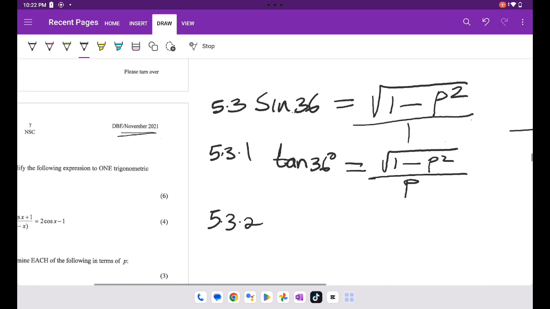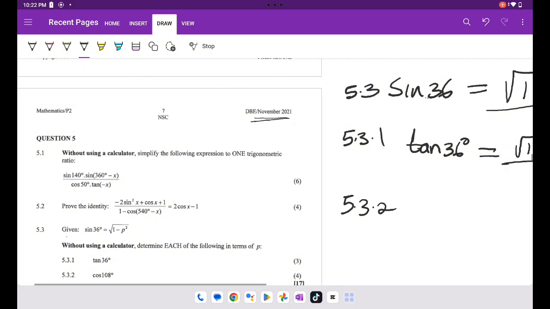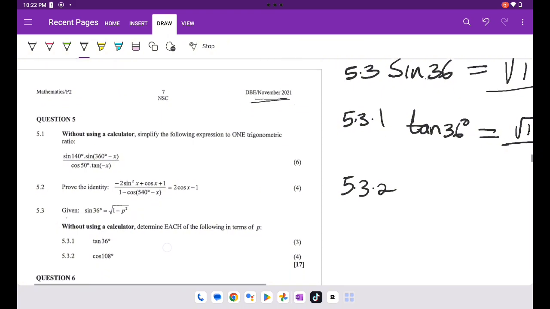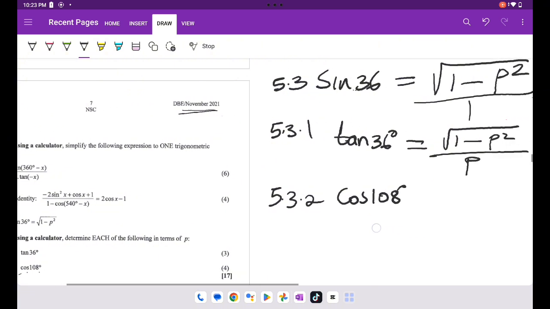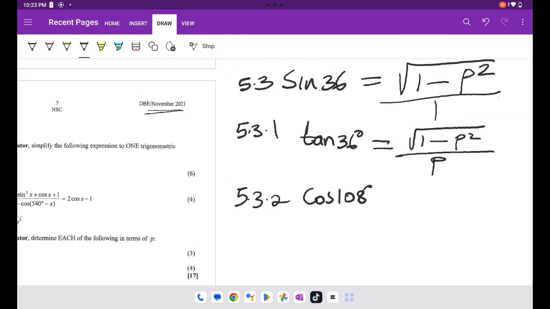5.3.2, we need cos 108. The cos of 108, we can write it in many ways, but one of the ways that we can do it is to change the 108 into a double angle of 54. We can write it as 2 times 54.